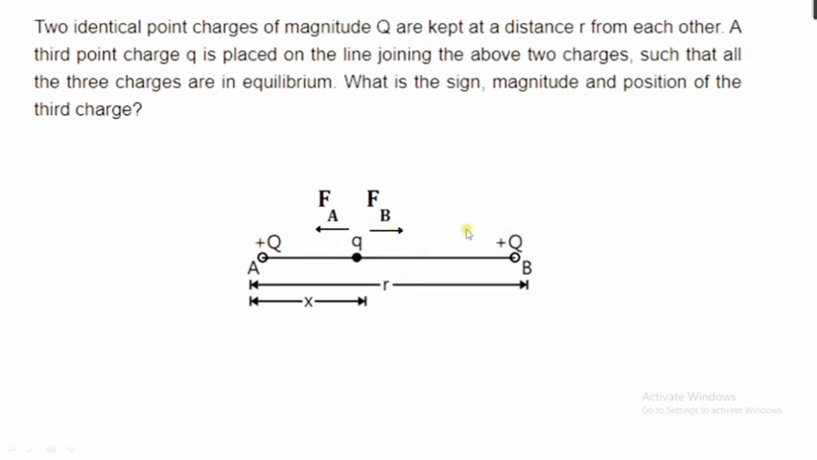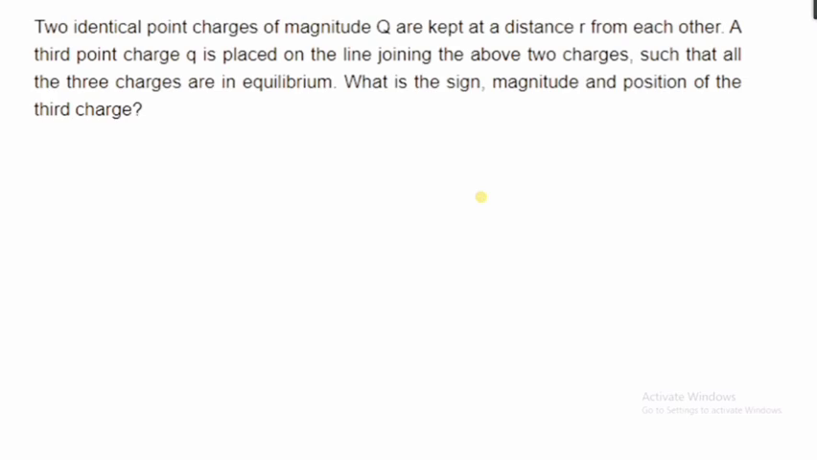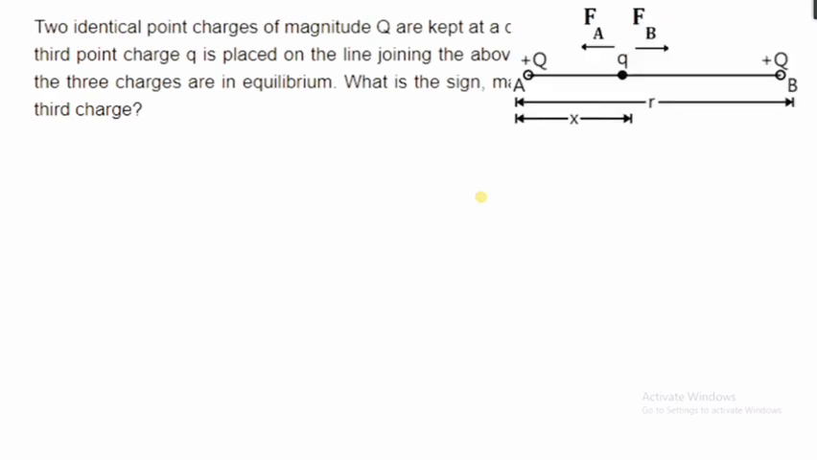So first they are repelling. Now if you put a negative charge, this will attract these two and they will remain in equilibrium. If you put a positive charge, it will not be in equilibrium because all three charges will repel each other and they will go away from each other. So now I am taking the same diagram. Now let's solve. For equilibrium, q must be negative.